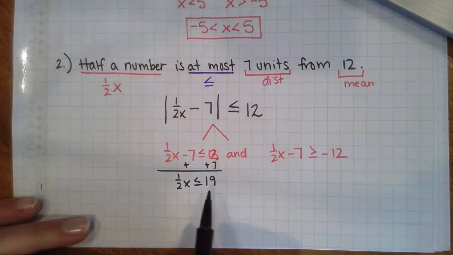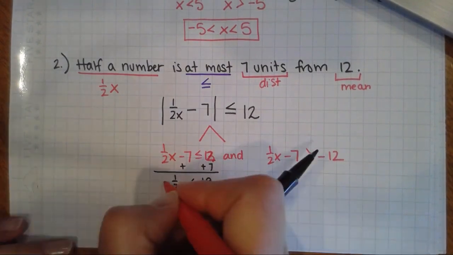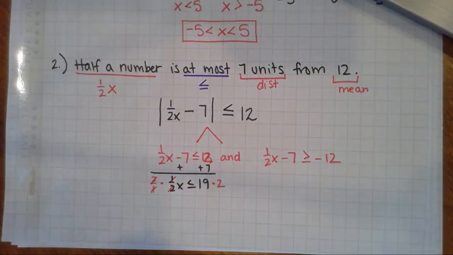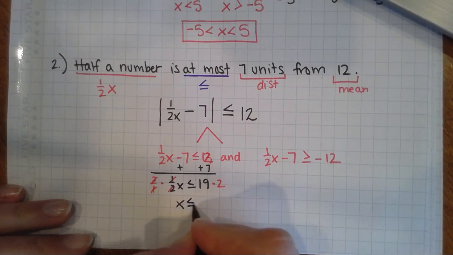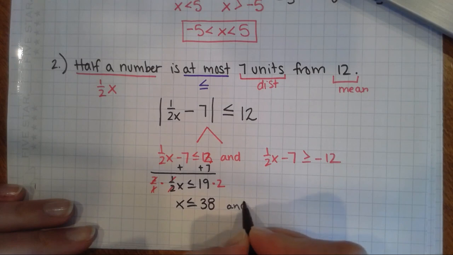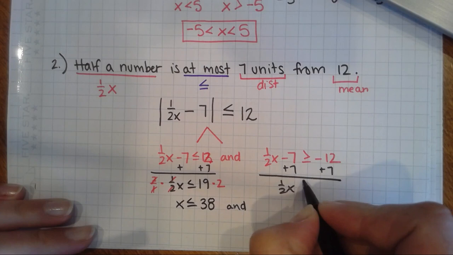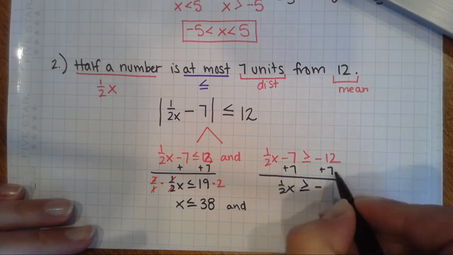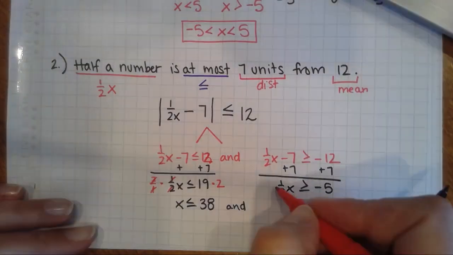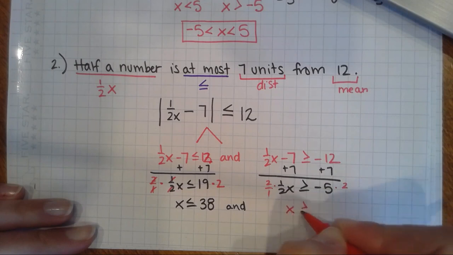How do I get rid of a fractional coefficient? You multiply by the reciprocal. So we are going to multiply both sides by 2. Don't divide by 1/2. You are more likely to make mistakes. x is less than or equal to 19 times 2, which is 38. And plus 12, 1/2 x greater than or equal to 5. And to get rid of this fractional coefficient, I will multiply by the reciprocal. So x is greater than or equal to 10.